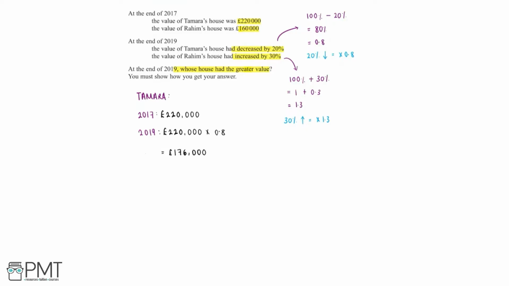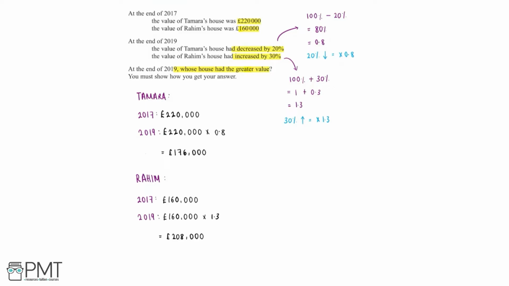Now we can find out how much Raheem's house was worth at the end of 2019. At the end of 2017, Raheem's house was worth £160,000. By 2019, this had increased by 30%, and so we'd do 160,000 multiplied by 1.3, which is equal to £208,000.